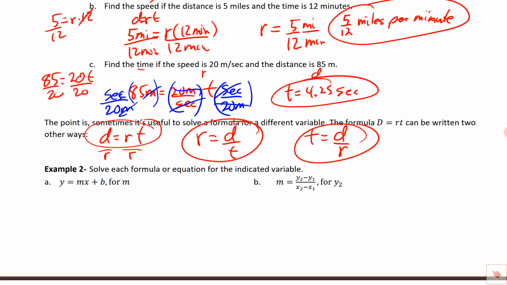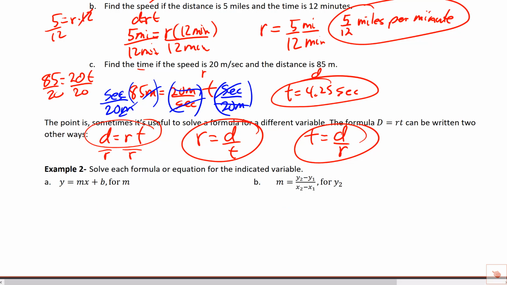So I've got a couple on the front page and a couple on the back page. These are not too bad, but again, these are really, really useful skills. It says solve each formula or equation for the indicated variable. So what you're going to get is an equation. It may or may not be something that you're familiar with. These couple are. And then it will tell you which variable you want to solve for.